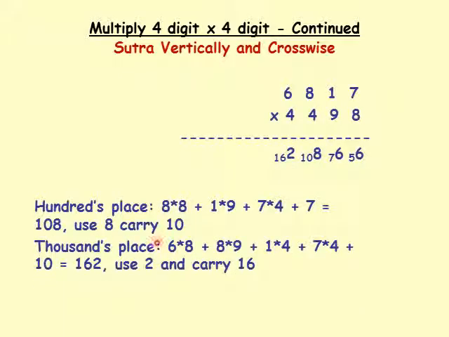And thousand place, we have all 4 columns to work with now. 6 times 8 is 48 plus 8 times 9 is 72. 48 plus 72 is 120 plus 1 times 4, 4. 120 plus 4 is 124 plus 7 times 8, 28. So 124 plus 28 is 152 plus the carry 10, 162. So we would use 2 and carry 16.